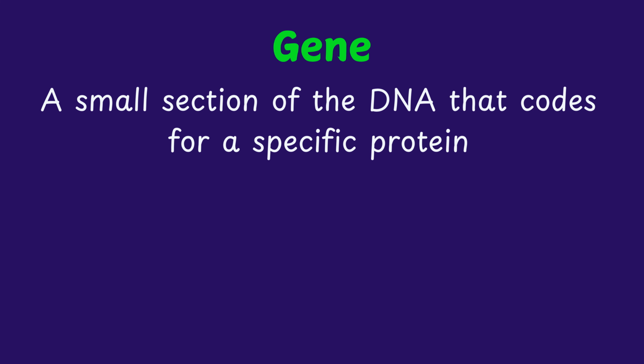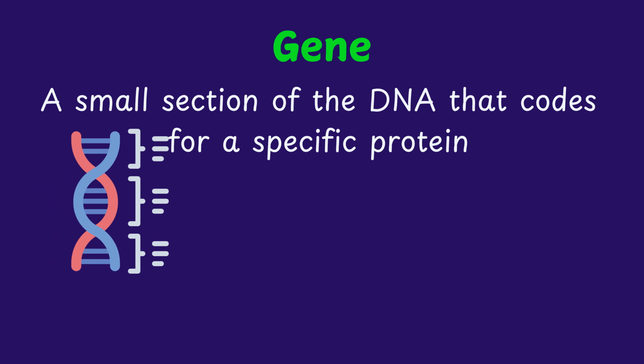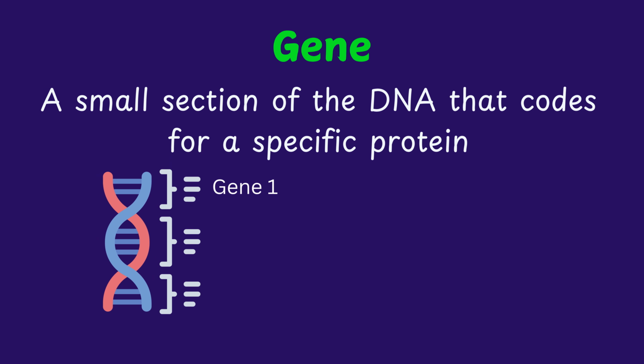The next word is gene. A gene is a small section of the DNA that codes for a specific protein. So if this is the DNA, these small sections would be different types of genes.